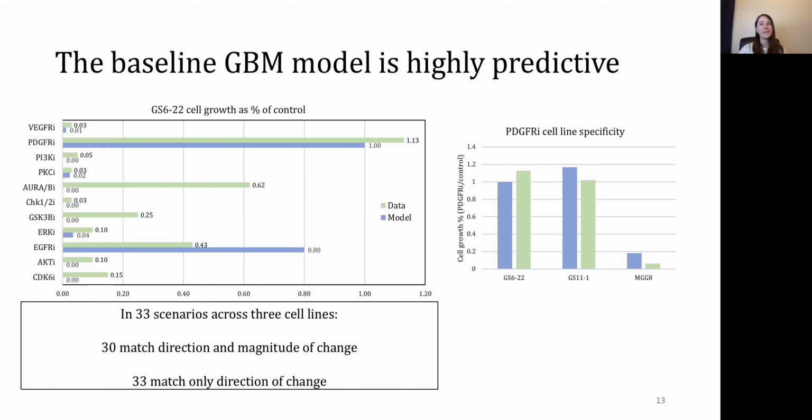And so not only is this model highly predictive, it's cell line specific. In the figure on the right, where we show in silico knockout of PDGFR for our 3 cell lines versus in vitro knockout, we show that our model only predicts tumor inhibition for the MGG8 cell line, which is supported by data.